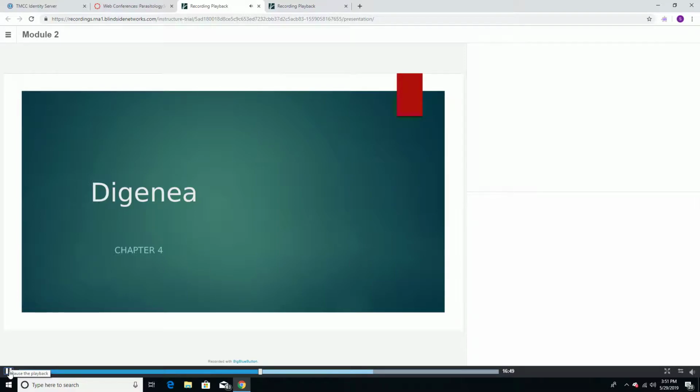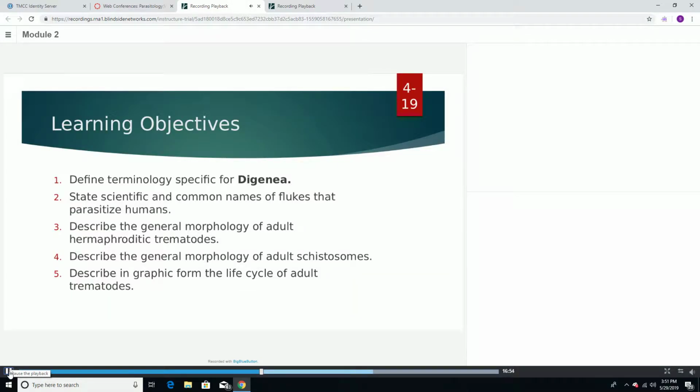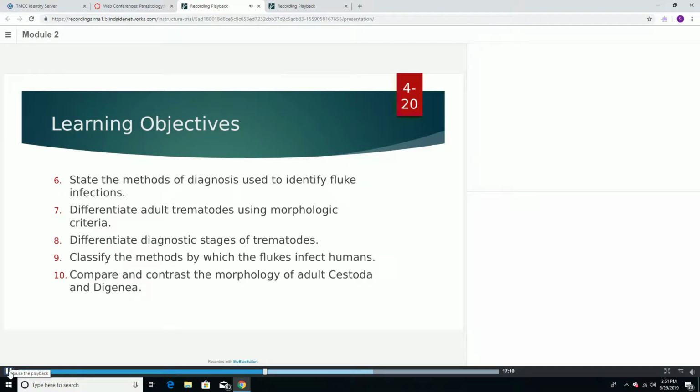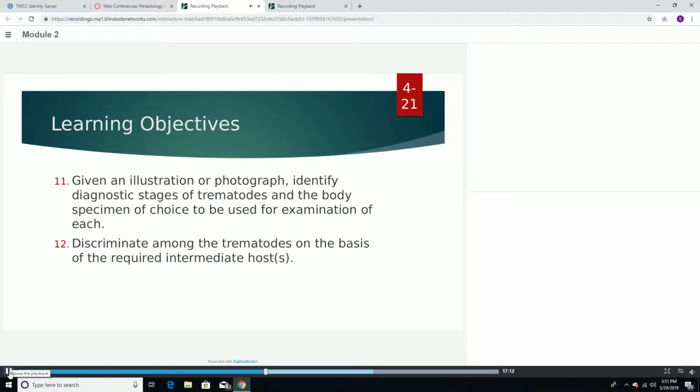Before I get into too much detail, I think we should go over the learning objectives here. So again, here are the learning objectives. These presentations are available for you guys to download. So if you want to go through and download these PowerPoints so you can get these learning objectives down, that's available for you to do.